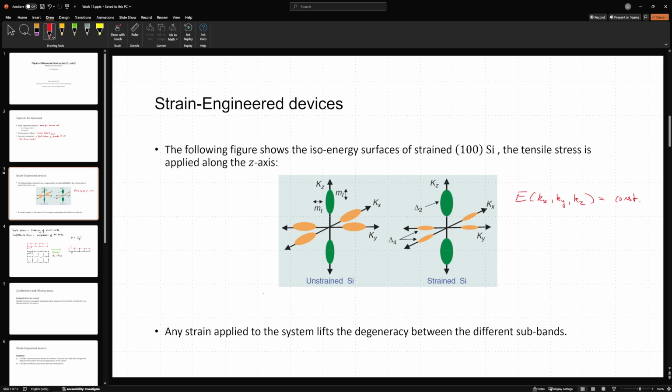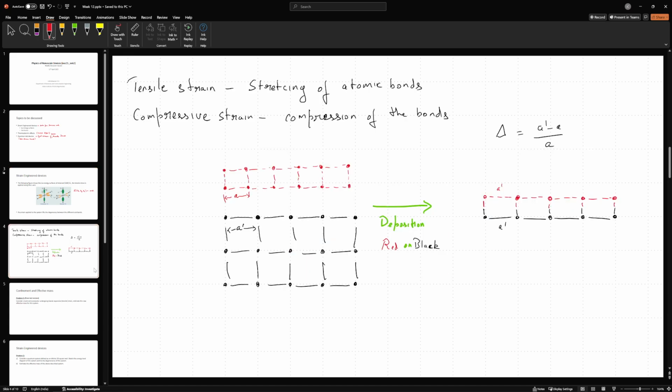We'll see that in the first two problems that we solved today. So now, how do we apply this strain? Like, how do we apply this tensile stress, or how do we introduce this strain into the system? So remember, stress is... I think I will write it here.